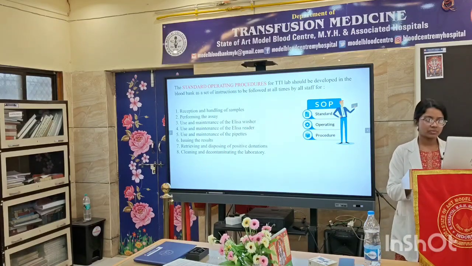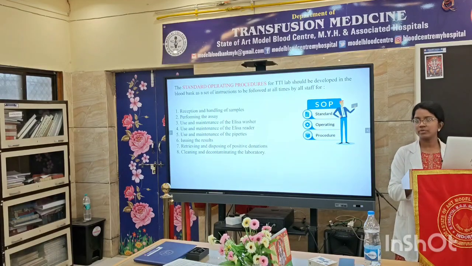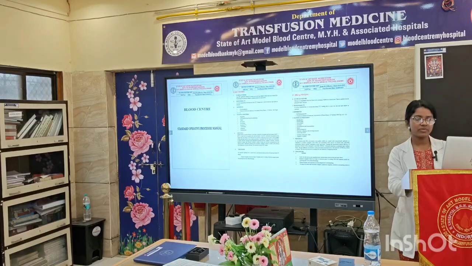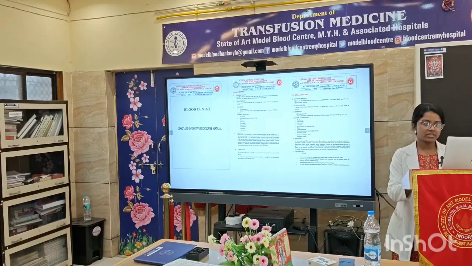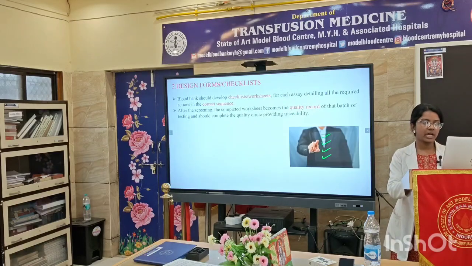We have to have SOPs also. The standard operating procedures for the TTI lab should be developed in the blood bank as a set of instructions to be followed by all staff at all times. The SOPs which we need here are reception and handling of samples, performing the assay, use and maintenance of ELISA washer, use and maintenance of ELISA reader, use and maintenance of pipettes, issuing the results, retrieving and disposing of positive donations, cleaning and decontaminating the laboratory. For these we have to have SOPs, and here are the SOPs which we have in our department for HIV testing, HBsAg testing, malaria antigen testing, HCV testing, syphilis testing, and NAT testing. These are the SOPs we follow here in our department.